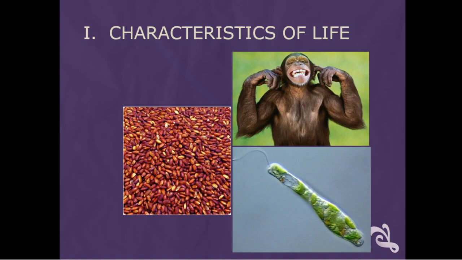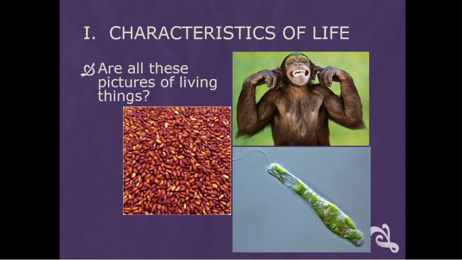Okay. So, characteristics of life, what does it mean? It is rules that we can use so that we can determine if something is alive or not, such as here's some beans, and a monkey, and maybe this. So we would use these different guidelines to determine if something is alive. And you will use these in a lab tomorrow. So, are all of these pictures of living things? That would be a yes or no. What do you think? Is it all living?